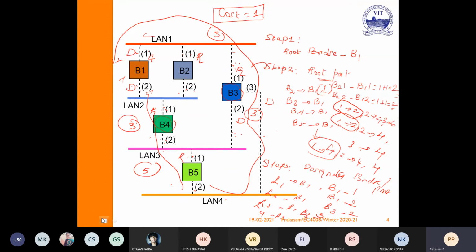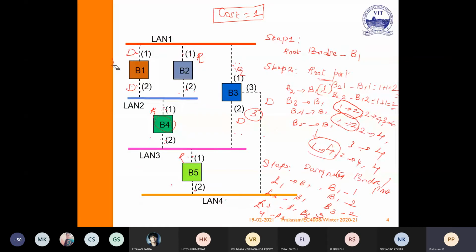So now I have found all the root ports, then the designated bridges, and I have found the designated ports. I have marked all these things in the respective diagram. Now if you see the diagram, from these things you have to identify the block ports. For B1, both are designated ports. So there are no block ports here.